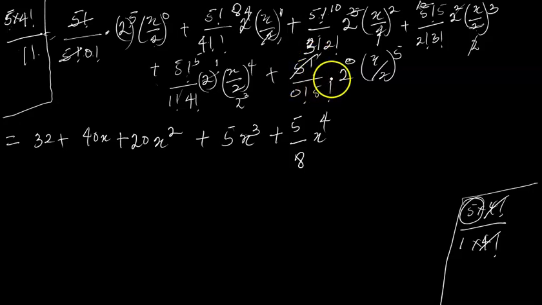Now you have 5 factorial here cancels 5 factorial. 0 factorial is 1, that's plus. Now 2 raised to power 0 is 1, so I'm left with x raised to power 5 all over 32. So my expression now becomes 32 plus 40x plus 20x squared plus 5x raised to power 3 plus 5 over 8 x plus x raised to power 5 over 32.